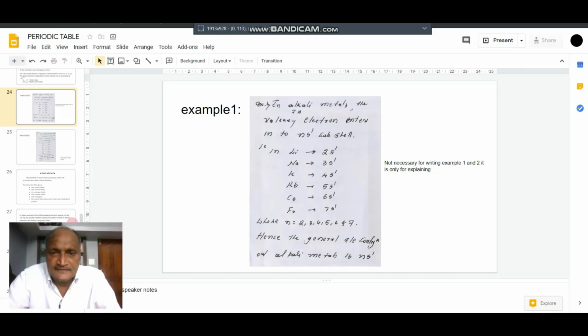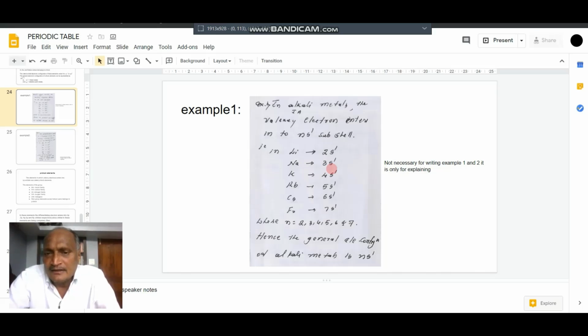Coming to the second example, that is sodium. As the atomic number of sodium is 11, its configuration can be written as 1s2, 2s2, 2p6, 3s1. The last electron, the 11th electron in sodium, is entering into the 3s subshell as 3s1.